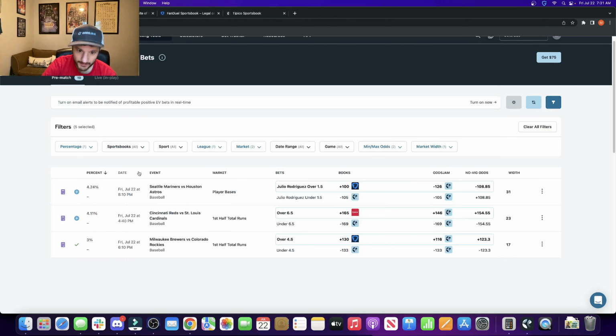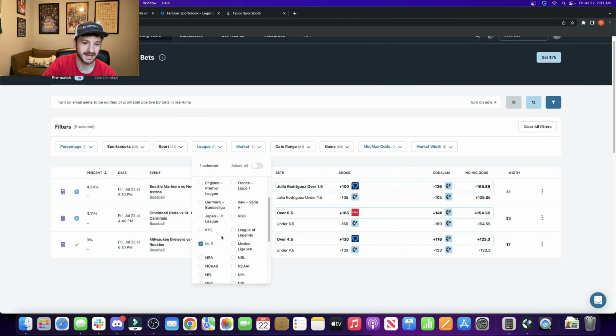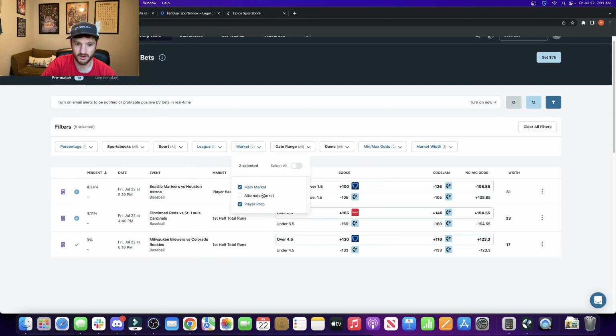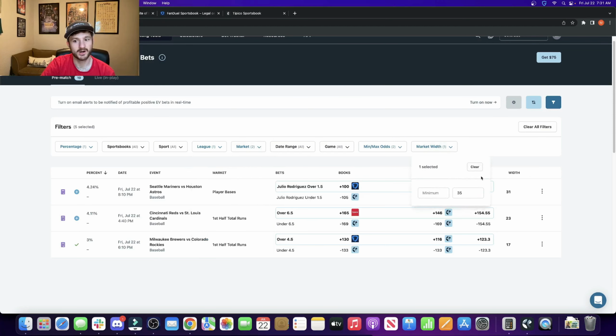But basically, what we're looking at here is EV percent of 3 and above, league, obviously MLB. No alternate markets, take those out. Market width of 35 and below. The 35 and below is for player props. It's 25 and below for game props. So let's get into it.